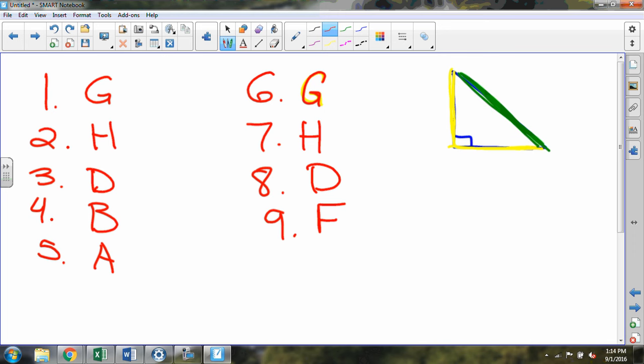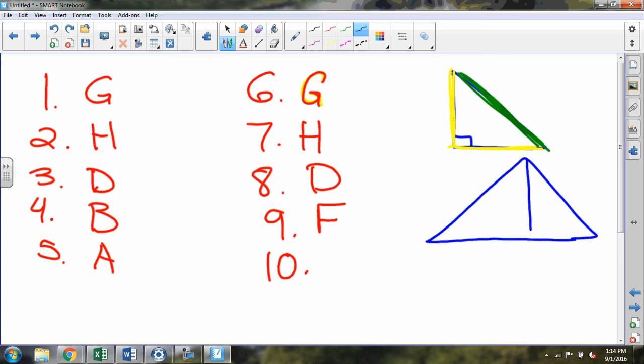Finally, number 10, a segment drawn from a vertex that forms a right angle with a line containing the base. That's referring to, we'd have a triangle. If we draw down at a right angle, that piece is referring to the height of the triangle. And so height is letter C.